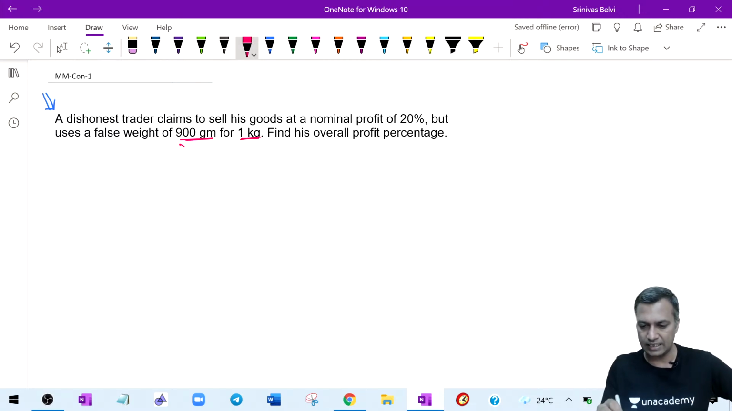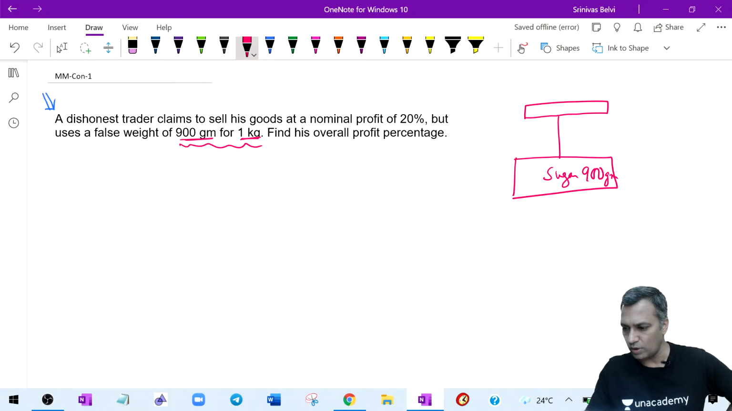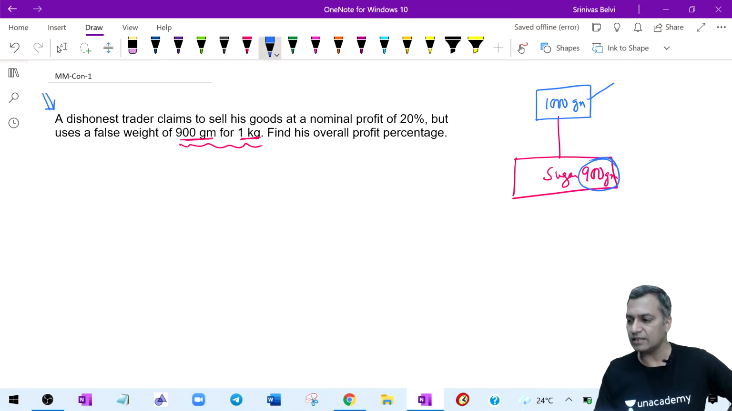Meaning, let me explain this underlying portion. Let's say that he's selling sugar. He puts 900 grams of sugar. Now this machine reads. There is a reading for this machine. He has put that on this weighing scale. The machine says that, hey, this is 1000 grams. But how much did he put? He put only 900 grams. But the machine is saying 1000 grams, right?